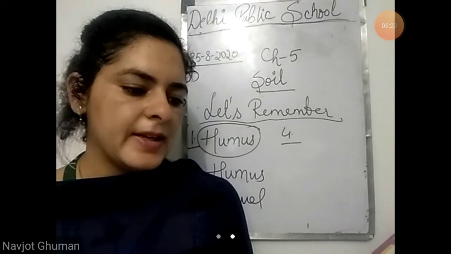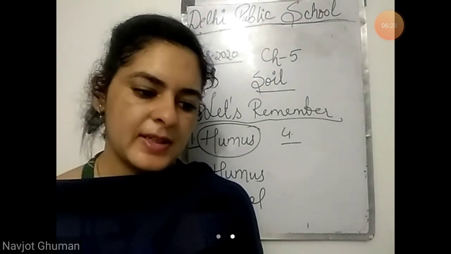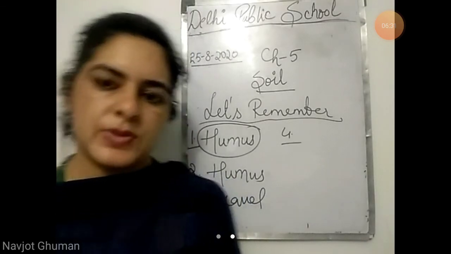Fourth one is sandy, iron, clay, loamy. Three types of soil are given: sandy, clay, loamy. Iron is a mineral, so iron is the odd one out.